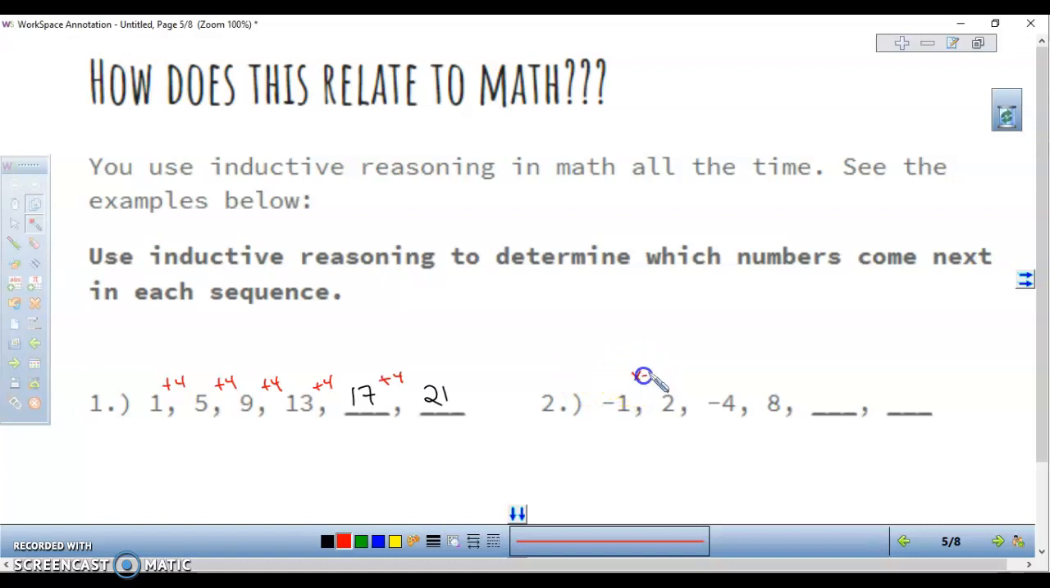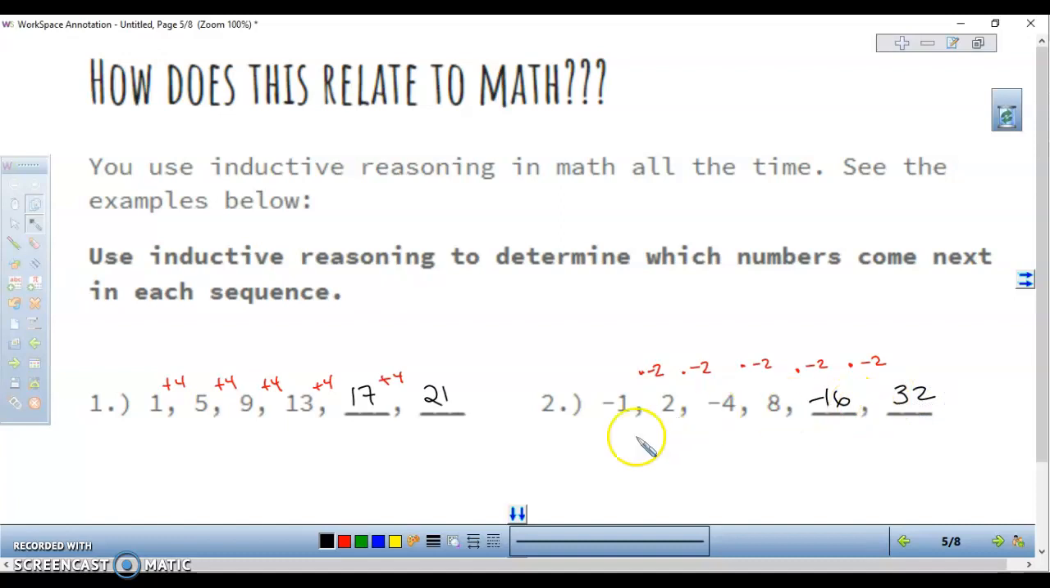So if I multiply by -2, a negative times a negative will give you a +2. If I multiply by -2 again, a positive times a negative is a -4. And if I multiply by -2 again, a negative times a negative is a +8. So if I continue that process and multiply by -2 again, I would end up with a -16. And then if I multiplied by -2 again, I would end up with a +32.